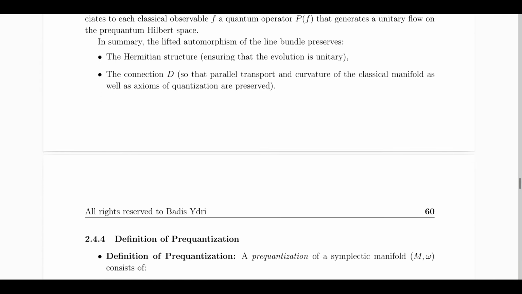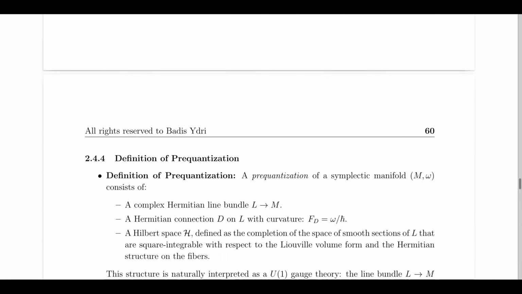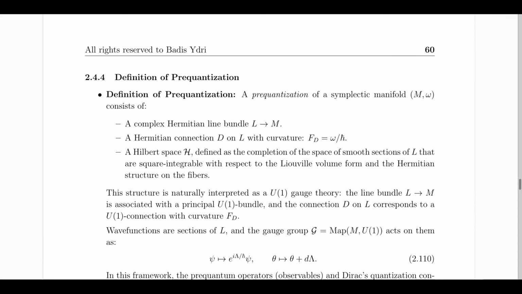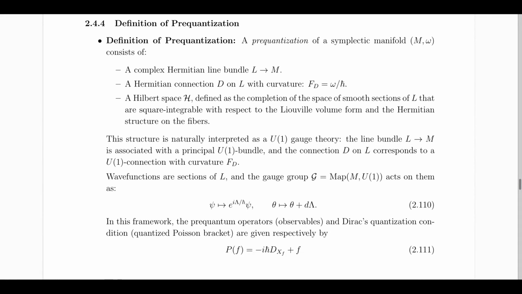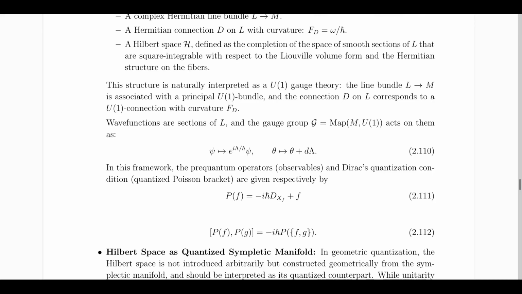What is a prequantization? So what do we need to prequantize a symplectic manifold? Three ingredients: a complex Hermitian line bundle over the manifold, a compatible connection whose curvature is precisely the symplectic form divided by h bar, and a Hilbert space of square-integrable sections built using the volume form derived from the symplectic structure. This framework allows us to assign quantum operators to classical observables while keeping track of geometry, topology, and gauge symmetry.